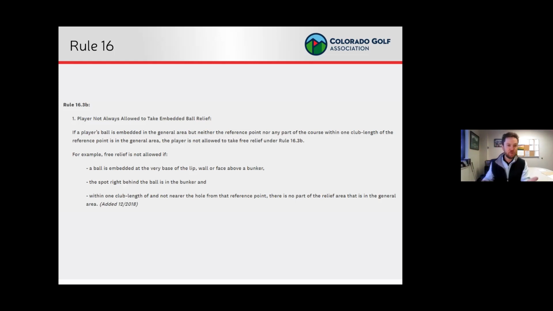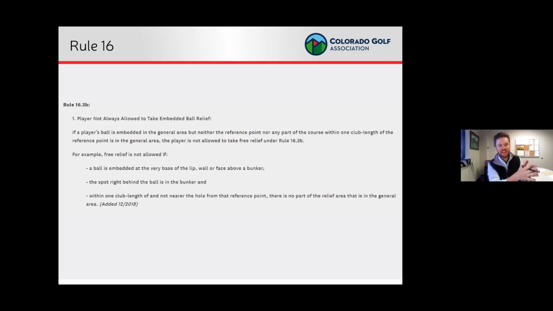So if the ball, like we see here, if the area behind it plus that 1 club length is in a bunker, you have to drop the ball in the relief area to take relief under 16.3b correctly. So if you can't do that and you dropped it in there, you've dropped it in an area of the course not allowed to, and now you're playing from the wrong place, which this says. It says, for example, free relief is not allowed if a ball is embedded at the very base of the lip, wall, or face of a bunker.